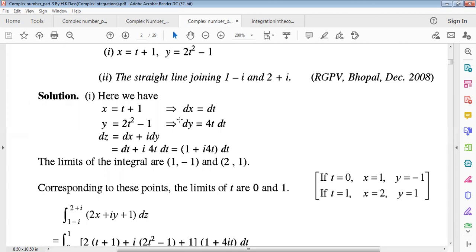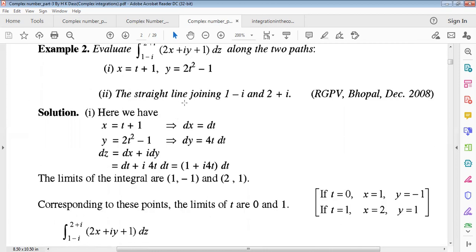Now here we have x equals t plus 1 for the first path, and y equals what? 2t square minus 1. Now from x equals t plus 1, taking differentiation on both sides, dx equals dt, 1 will be 0, and dy equals what? 4t, 1 will be 0, 4t dt. Now dz equals what will be? Dx plus i dy. You must know about this. Putting here dx equals dt and dy equals 4t dt, we get 1 plus i 4t dt.